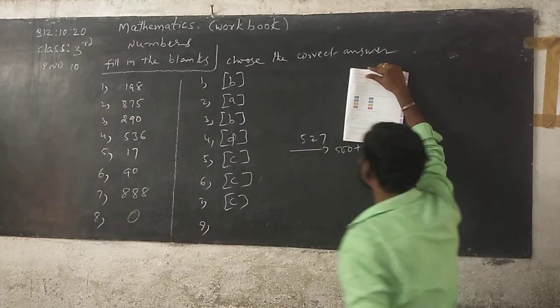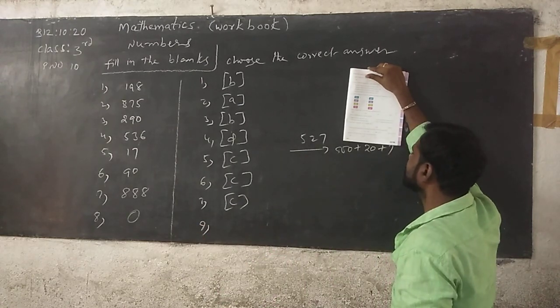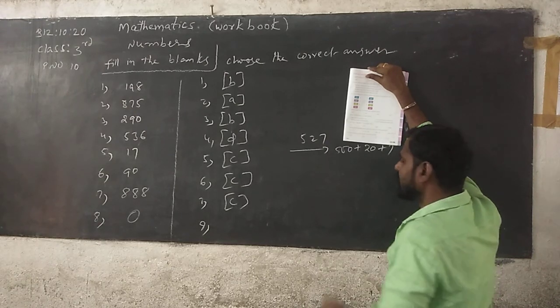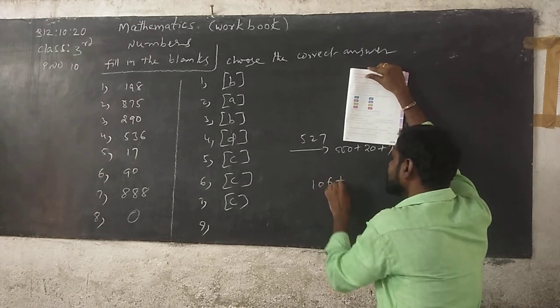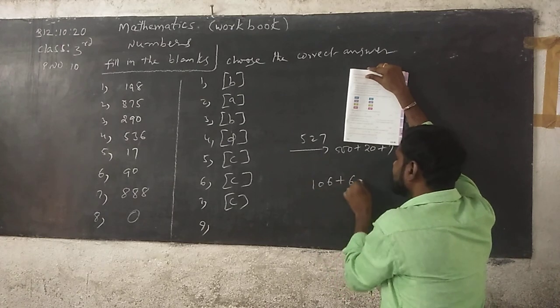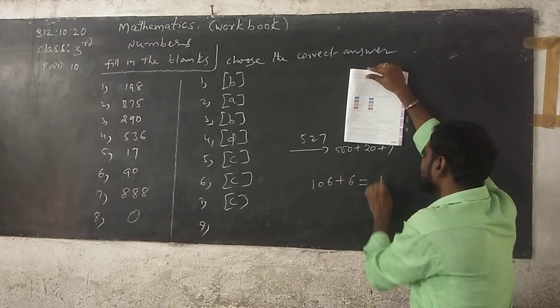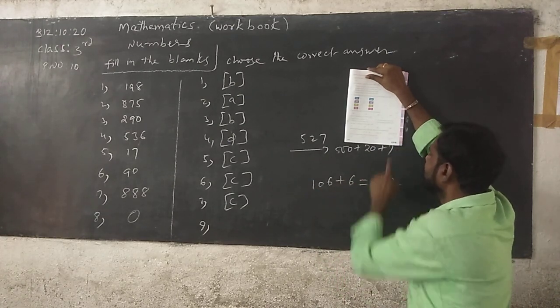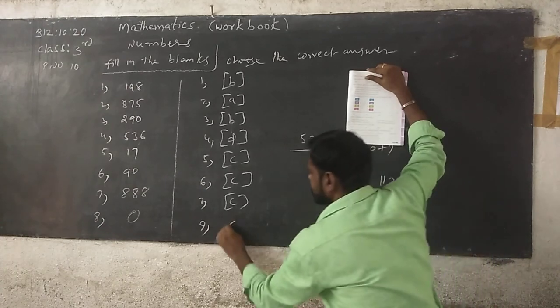Next, eighth one. Which of the following numbers is 6 more than 106? 6 more than 106 means 106 plus 6. When 6 is added to 106, you get 112. So option D is correct.